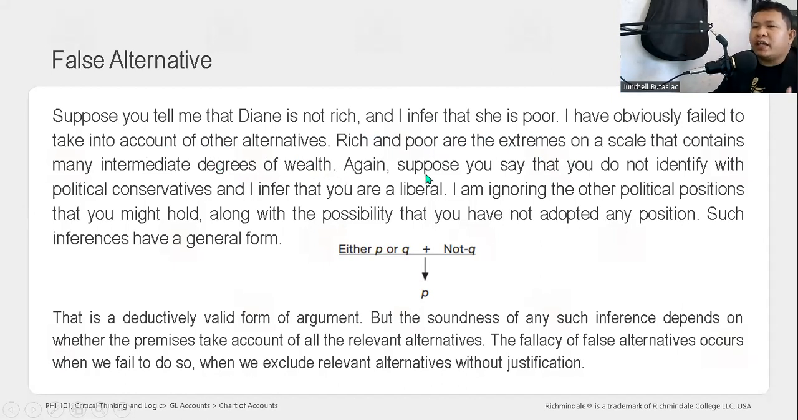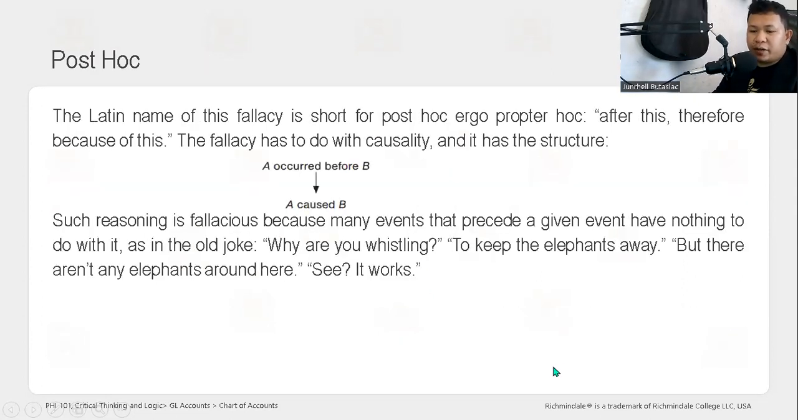Again, suppose you say that you do not identify with political conservatives, and I infer that you are a liberal. I am ignoring the political positions that you might hold, along with the possibility that you have not adopted any position. Such inferences have a general form like: either P or Q, plus not Q, then P. That is a deductively valid form of argument. But the soundness of any such inference depends on whether the premise takes account of all the relevant alternatives. So the fallacy of false alternatives occurs when we fail to do so, when we exclude relevant alternatives without justification.